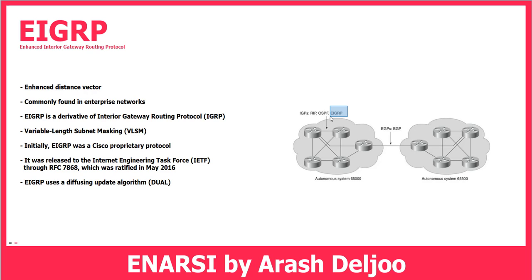Okay, also we have some other routing protocols that we call EGP, or Exterior Gateway Protocol, such as BGP, or Border Gateway Protocol. You will learn about BGP in this course, but not in this video. After EIGRP, I will talk about OSPF, and after OSPF you will learn about BGP in this class. But now we are talking about only EIGRP.